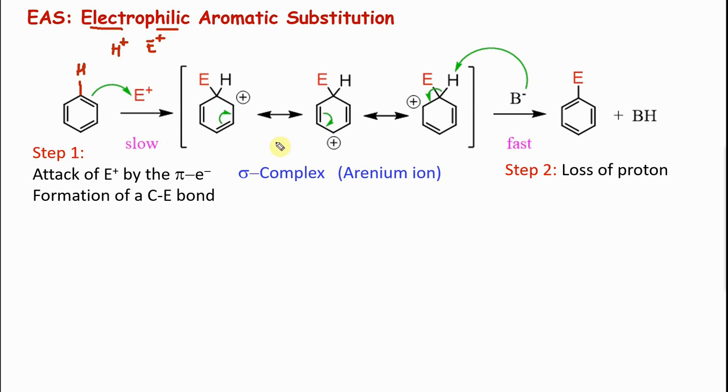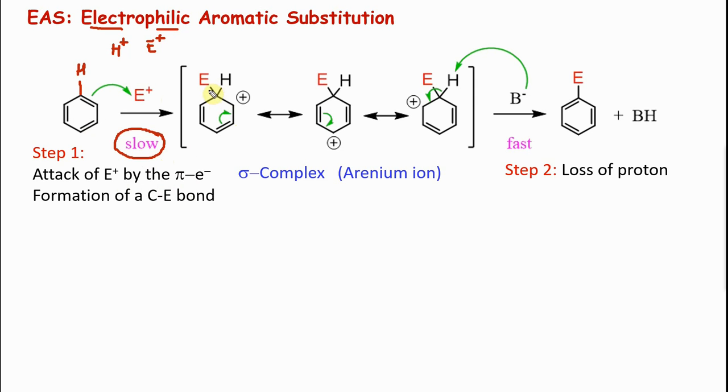It is seen as 2 different steps. Step 1 is the slow step. The slow step is extremely important to know. This determines the rate. We will look at the kinetics part again later, after the kinetics lecture. At this point, just know this is the slow step. In the slow step, the pi cloud will attack the E plus. So it is the attack on the E plus electrophile by the pi electron cloud of the benzene ring. It attacks and forms a C-E bond.